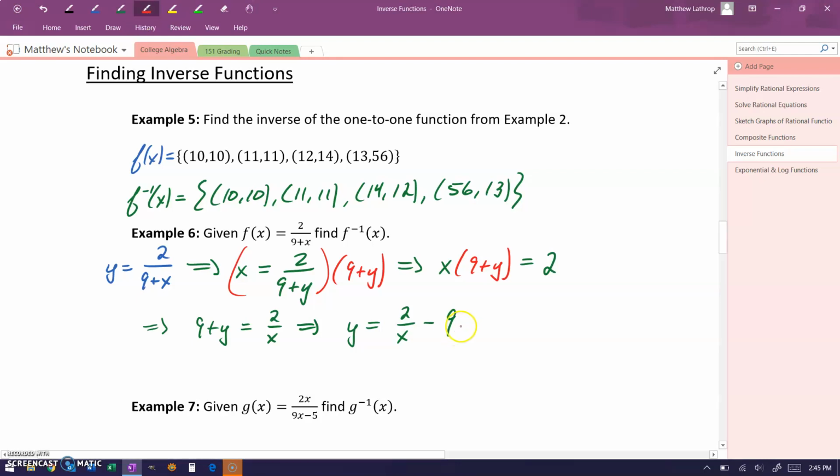From there, we can take one last step. We can multiply 9 by x over x to get a common denominator and add those two expressions together to get y is going to be equal to 2 minus 9x over x. We flipped our values for x and y, we solved for y, and now we can replace y with this inverse function notation. So the inverse of f would be equal to 2 minus 9x divided by x.